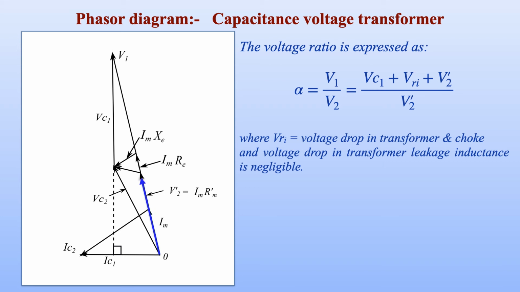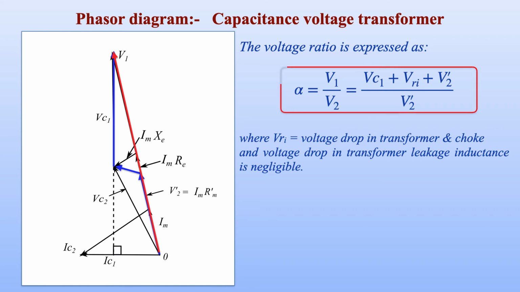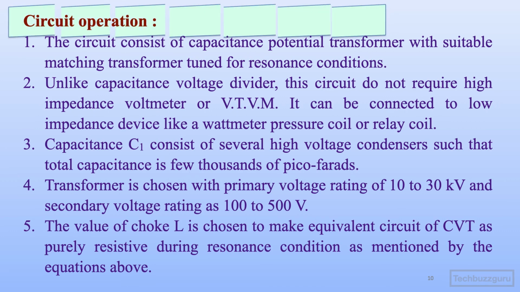This is V2 dash, phasor V2 dash. Then the next one is actually VR1, the voltage drop across transformer and choke, and then added to this is voltage across capacitor C1. So sum of these three voltages is actually equal to voltage V1. So we can clearly observe that voltage V1 is actually in phase with V2 dash right there at the bottom. Okay, so let us highlight this equation and move ahead to describe the circuit operation step by step.